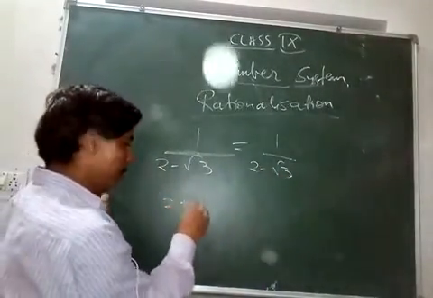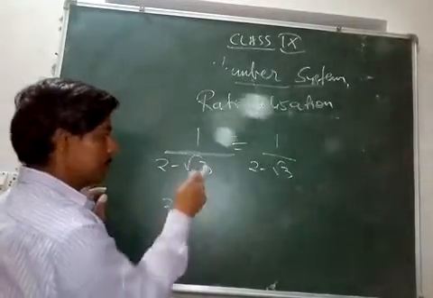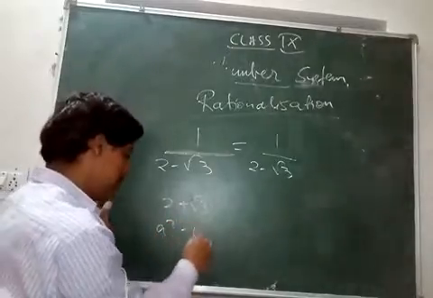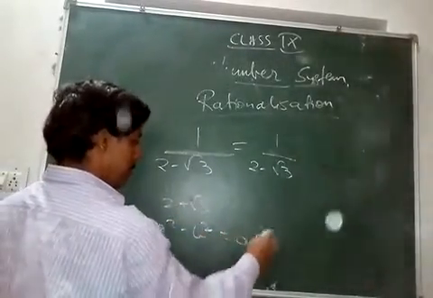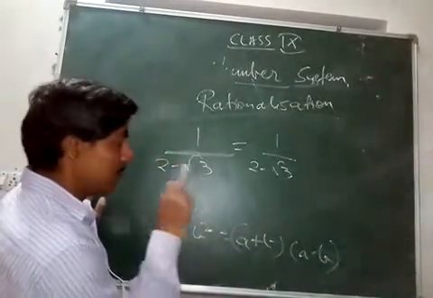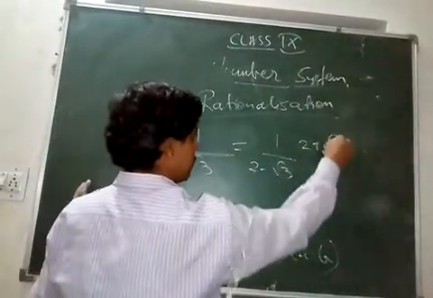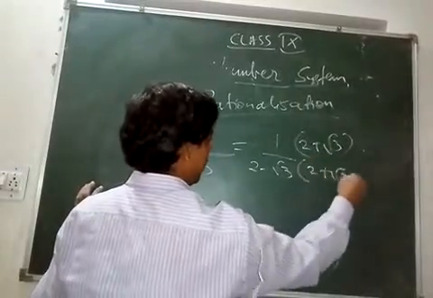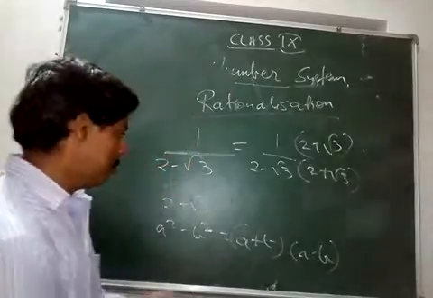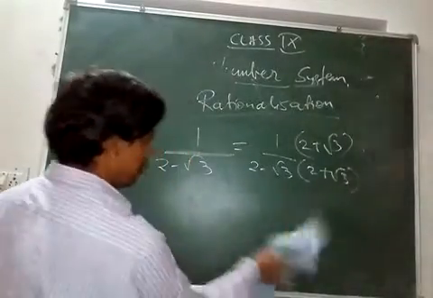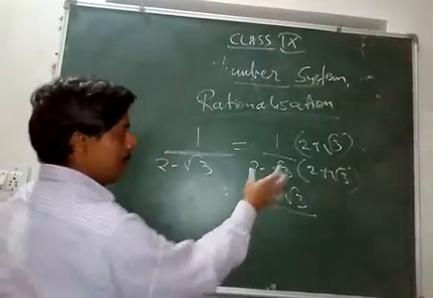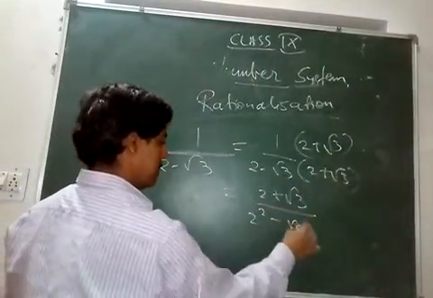You will have to multiply by 2 plus root 3, because 2 plus root 3 and 2 minus root 3 make an important identity, a plus b and a minus b, which is a square minus b square. So you multiply by 2 plus root 3 in the numerator and 2 plus root 3 in the denominator. This will rationalize the denominator. See how it comes, a plus b, a minus b, so 2 square minus root 3 square.